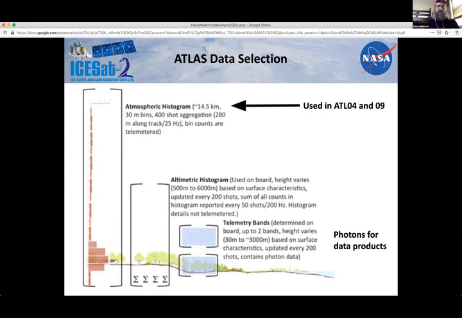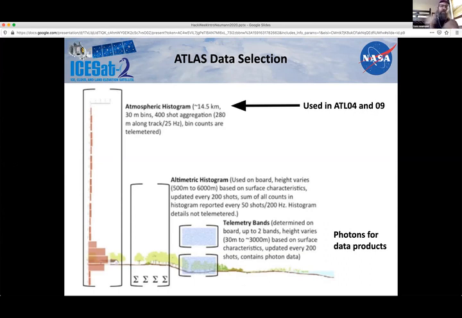It uses the information from the altimetric histogram to set those telemetry bands on the far right. Now, those telemetry bands are the bands where we are transmitting all of that photon rate data to the ground for further processing. So from biggest to smallest, there's an atmospheric histogram that's 14.5 kilometers high. There's an altimetric histogram, the height of which is determined by the roughness of the surface of the Earth and where you are on the surface of the Earth, and then those telemetry bands.